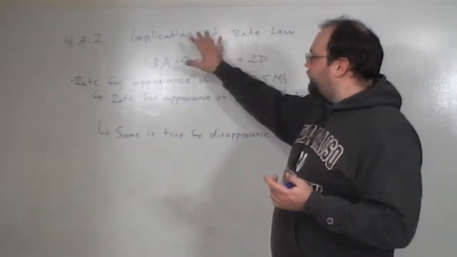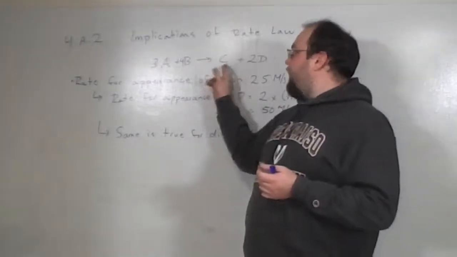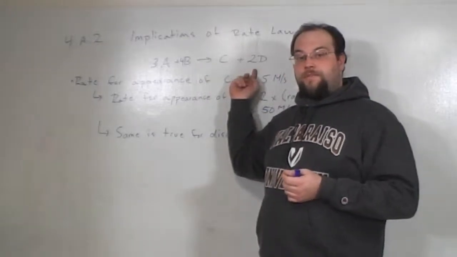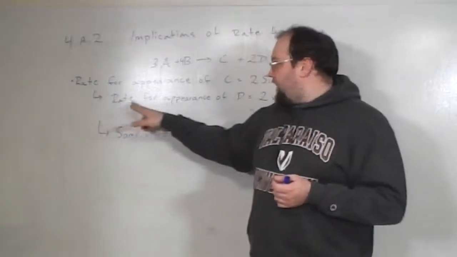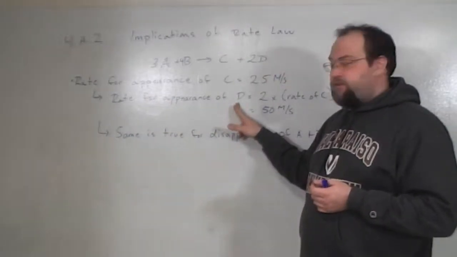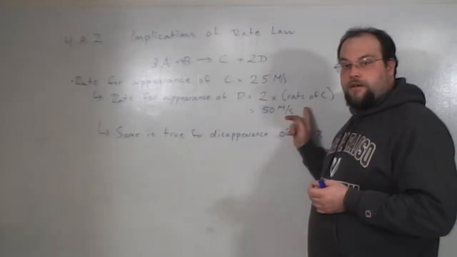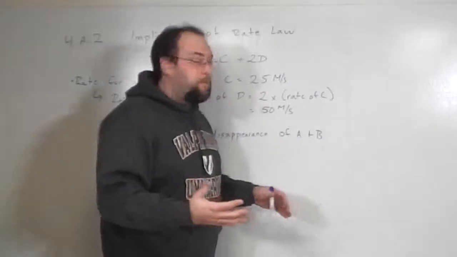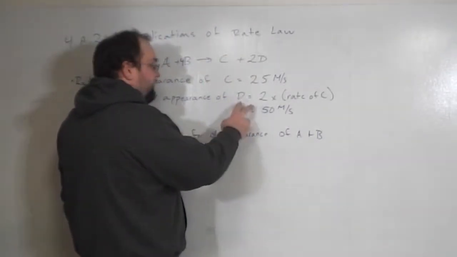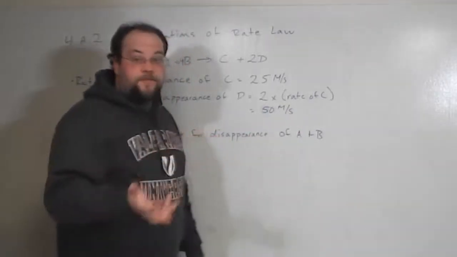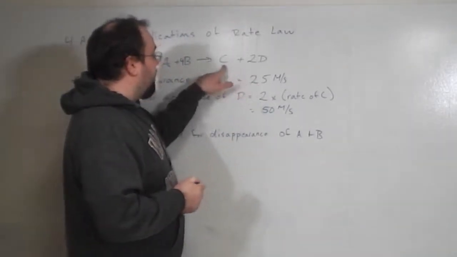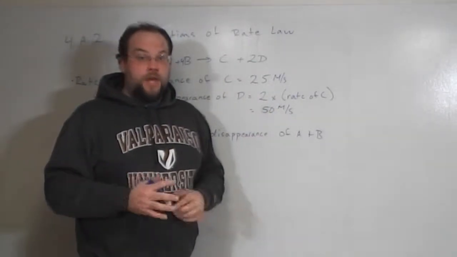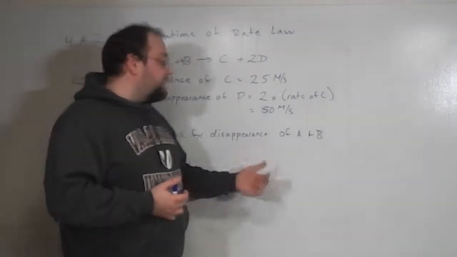Well, knowing nothing else, if we just look at our balanced equation, we know that for every 1 C, 2 D's form. Well, that means then that the rate of D is actually twice the rate of C, right? We can actually use that mathematically to our benefit. So we know that the rate of D would therefore have to be 50, because if C is 25, and for every 1 C there are 2 D's, D has to be 50. And the same is true for the disappearances of A and B.